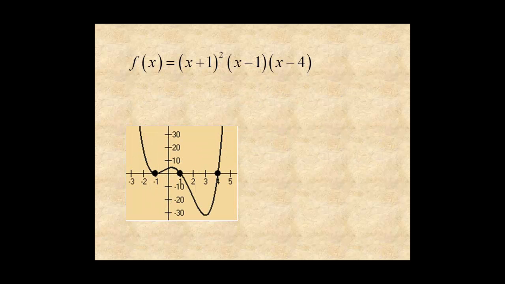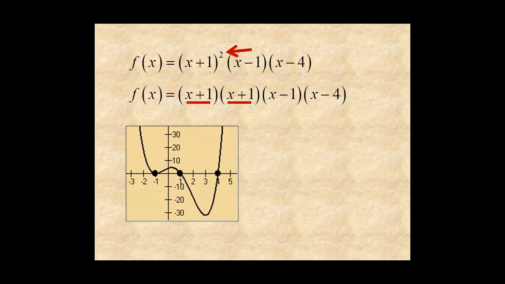Here's an example of a fourth-degree polynomial where the factor x plus 1 has been repeated 2 times. So there's a tangent point at x equal negative 1, and single x-intercepts at x equal plus 1 and x equal plus 4.